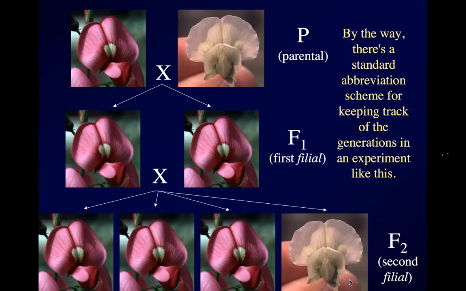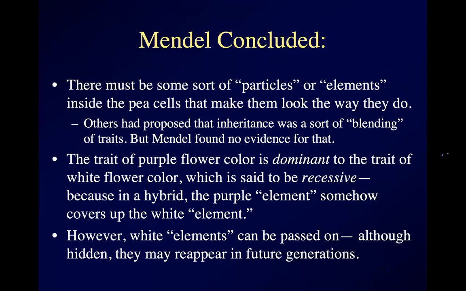Every plant in the second filial generation is a grandchild, as it were, of the plants that you crossed in the P generation. And you can keep this going. You can have generation F3, F4, F5, however long you need. But the generation that you start your experiment with is the P, letter P generation. And then after that comes F1 and F2.